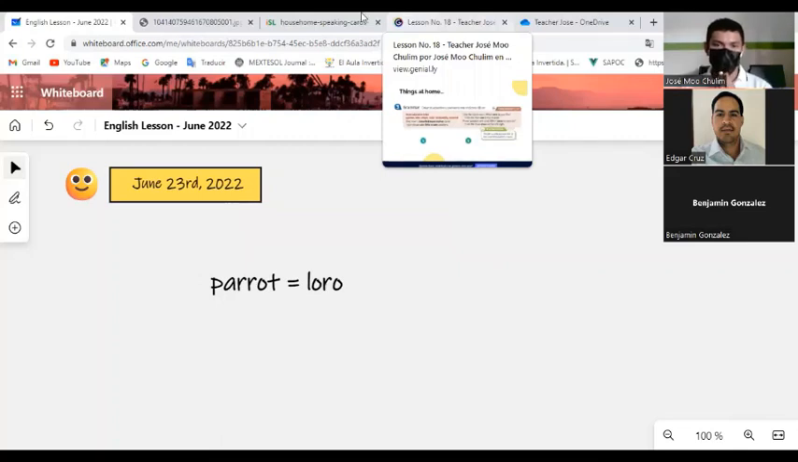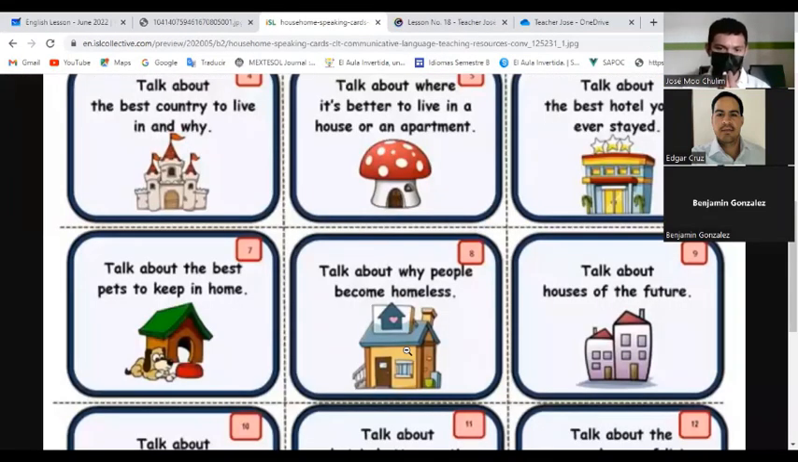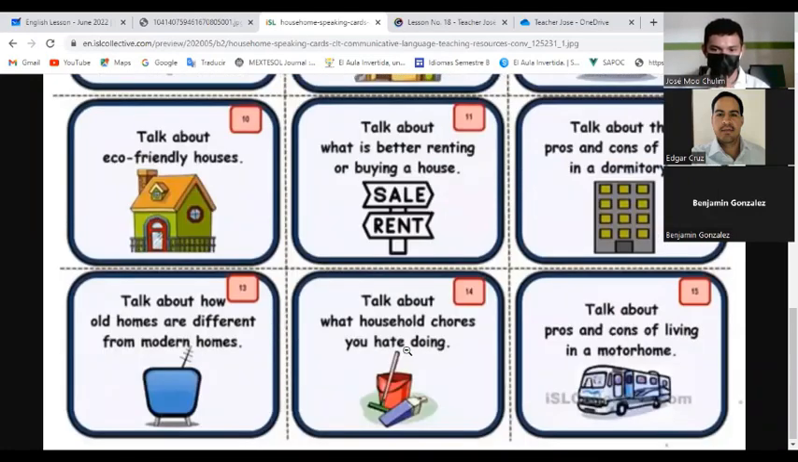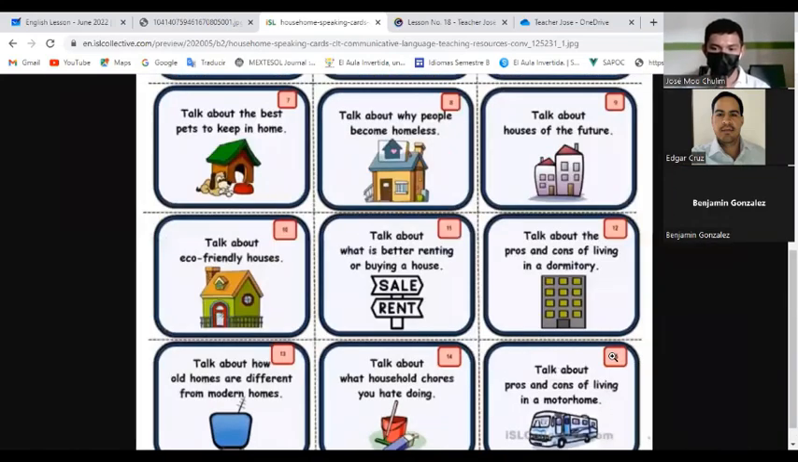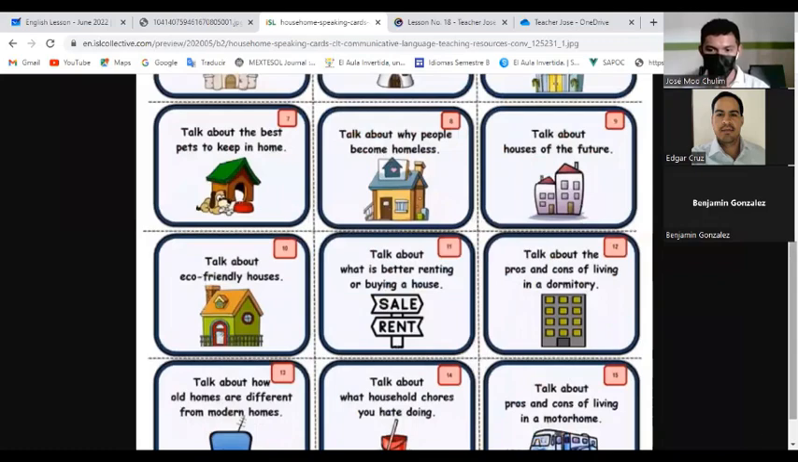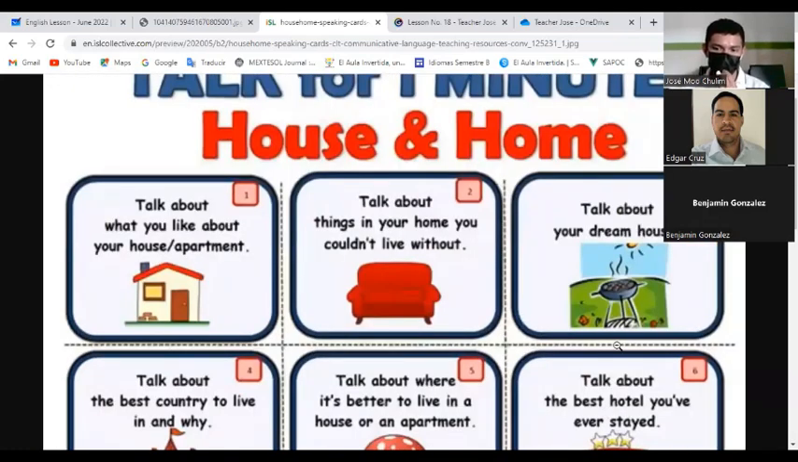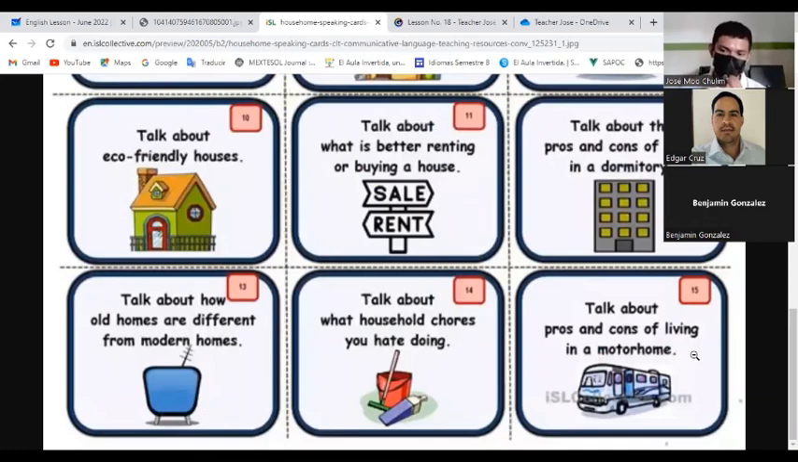Well, so we only have 7 minutes before we finish with today's English lesson. We still have time to do one more topic. Okay, we have this number 15. Talk about pros and cons of living in a motorhome. Do you know what is a motorhome? Yeah, a house in a truck or something like that. Okay, es una autocaravana, podríamos decir. Can you please talk about this, Edgar, before we finish?